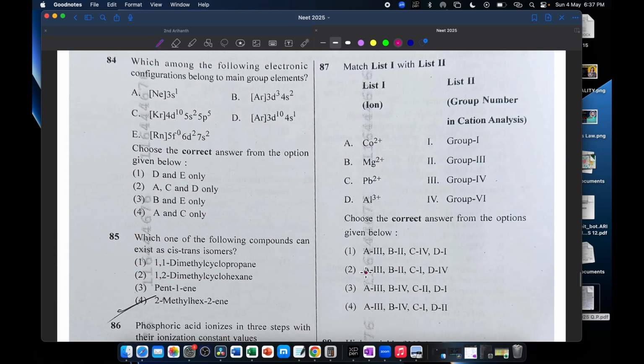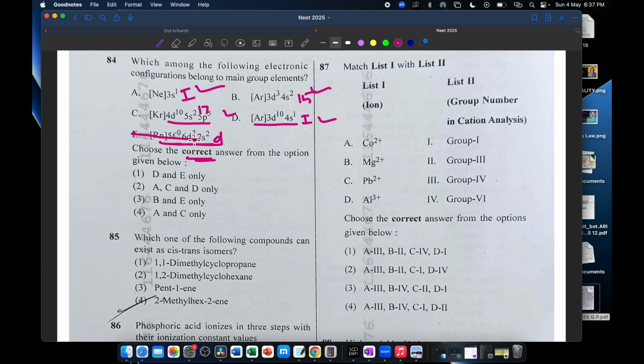Next, which of the following electronic configuration belong to main group? So this is first group element, this is 15th group element, so this is again S2P7 17th group element, this is again first group element, this is D block element. So that means 1 2 3 4 A B C D. A, wow, correct, choose the correct option. So this is D block element for sure.